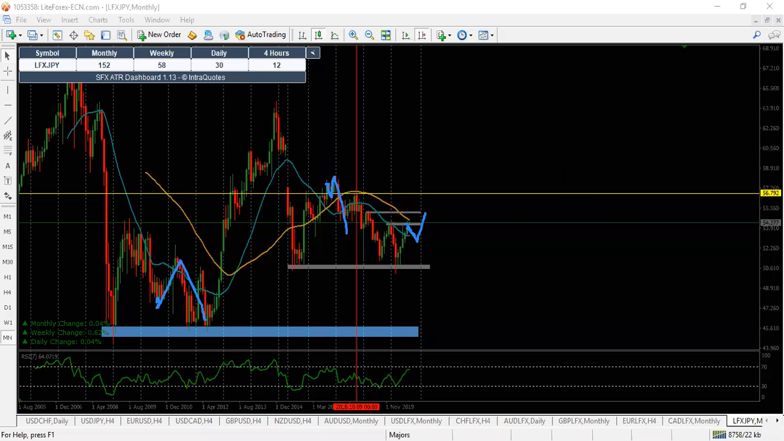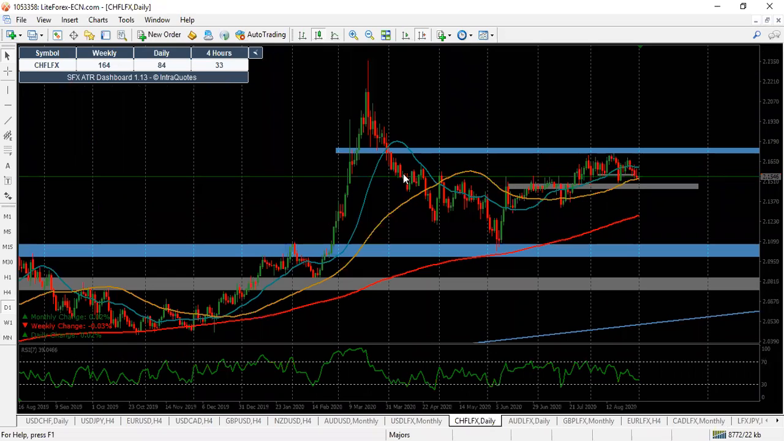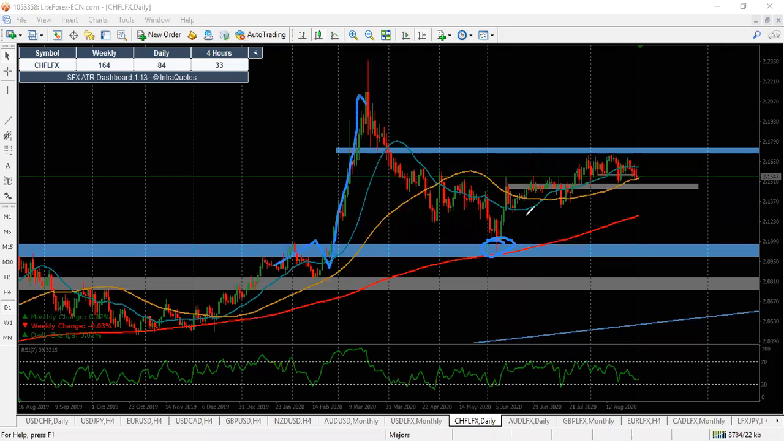So in terms of the CHF, I spoke about the CHF quite some time ago, because then this was a very key structure, and we saw price break up that structure, come back to retest, and could not really make that rally to the downside.